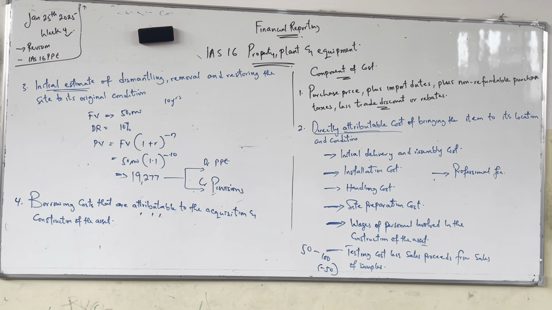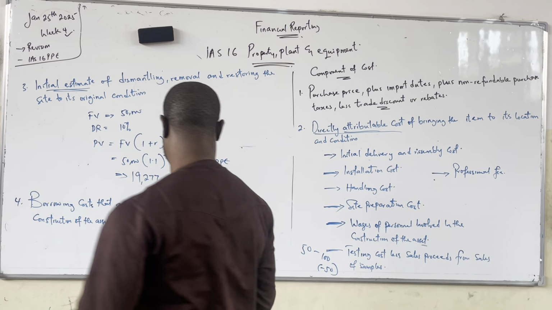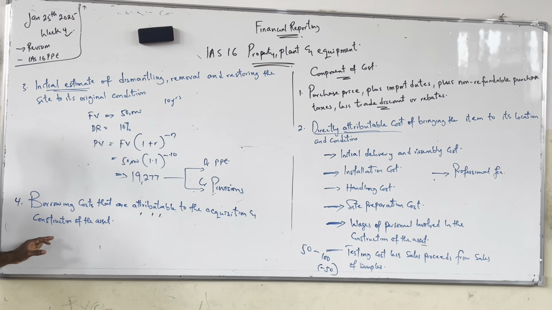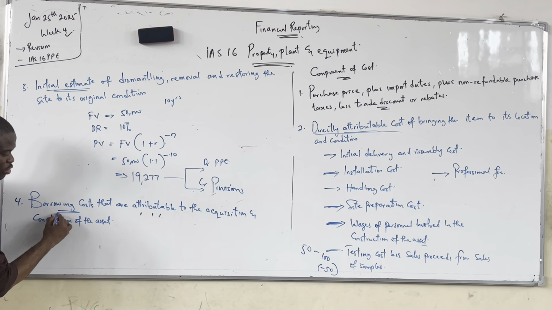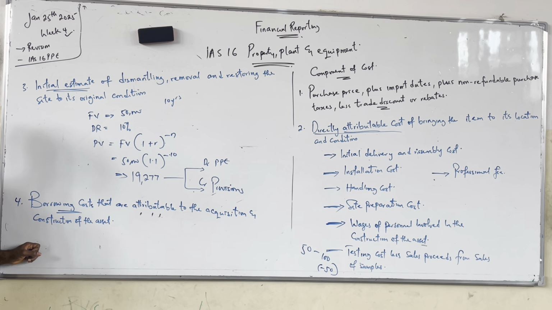Okay, so let me explain borrowing costs. Now, this one is just fast-forward knowledge. I'm still going to teach you this as a separate standard. But for now, listen up. When you are constructing an asset and you borrow money to construct that asset, you pay interest on that borrowing. That interest is borrowing cost.